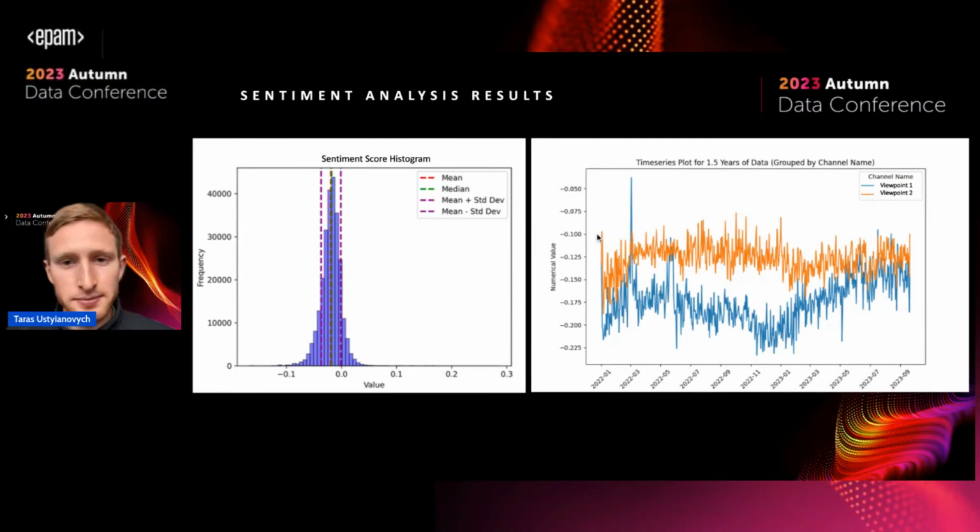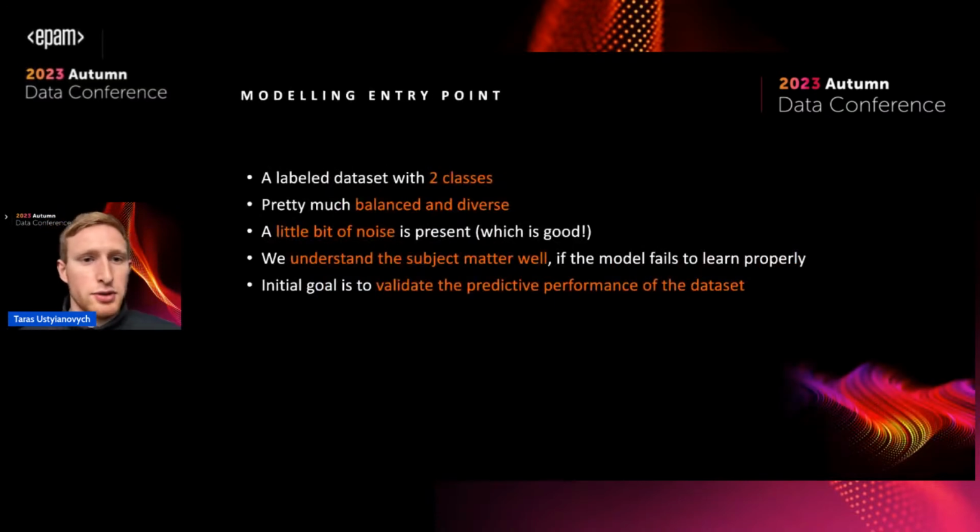So, modeling entry point: we have a binary classification problem. The dataset is pretty much balanced and diverse with a little bit of noise. We have the understanding of the subject matter, so if the model does something inaccurate, we can easily fix it.